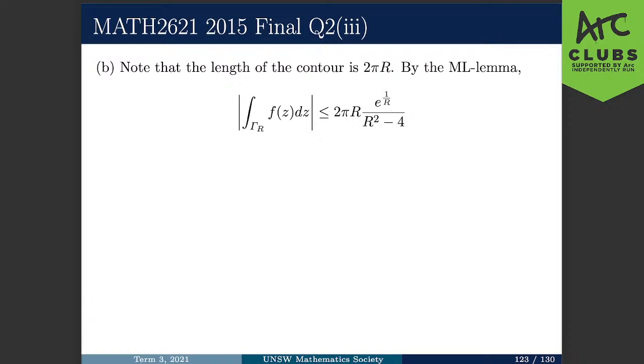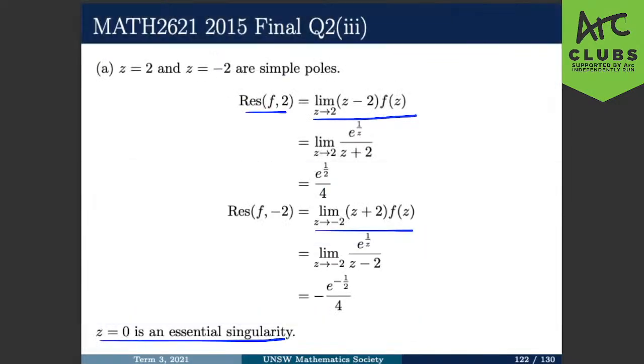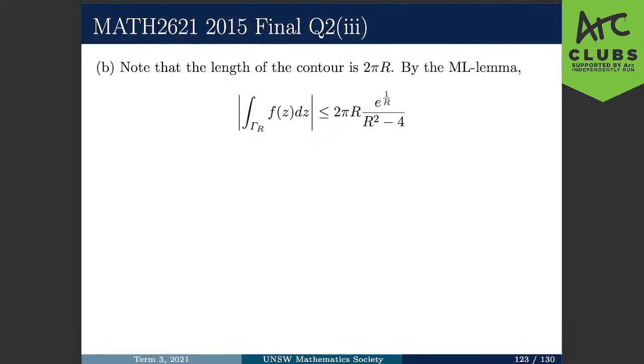Okay, so gamma r is a circle centered at 0 with radius r. Once again, the ML lemma states that the modulus of the integral should be less than or equal to the length of the contour, which is 2 pi r, multiplied by the supremum of the integrand. So in this case, the integrand is this.